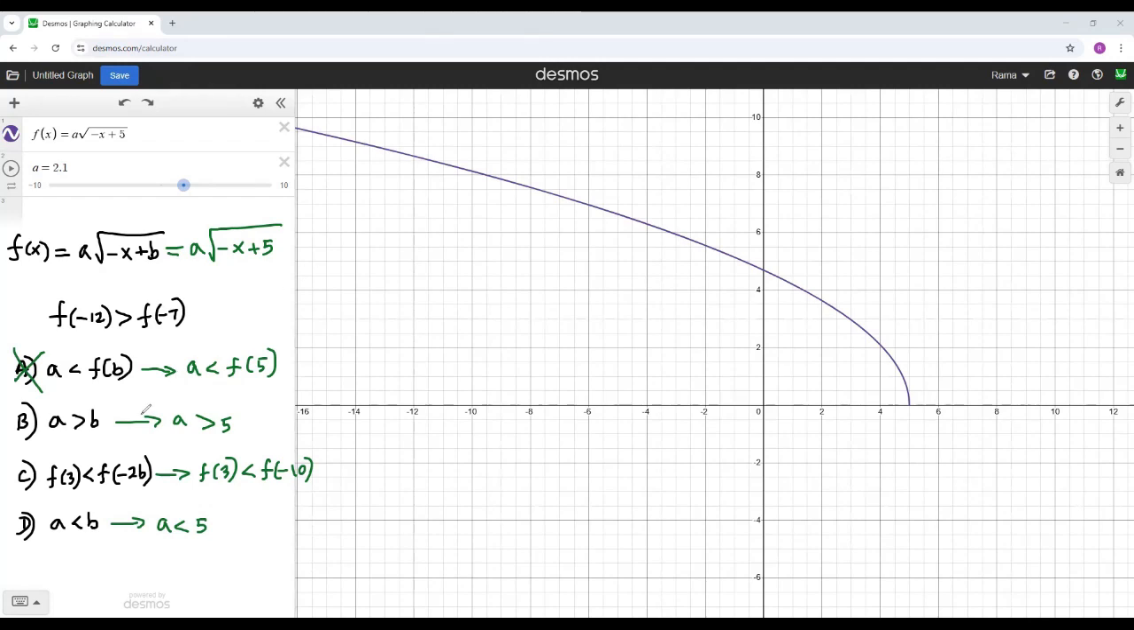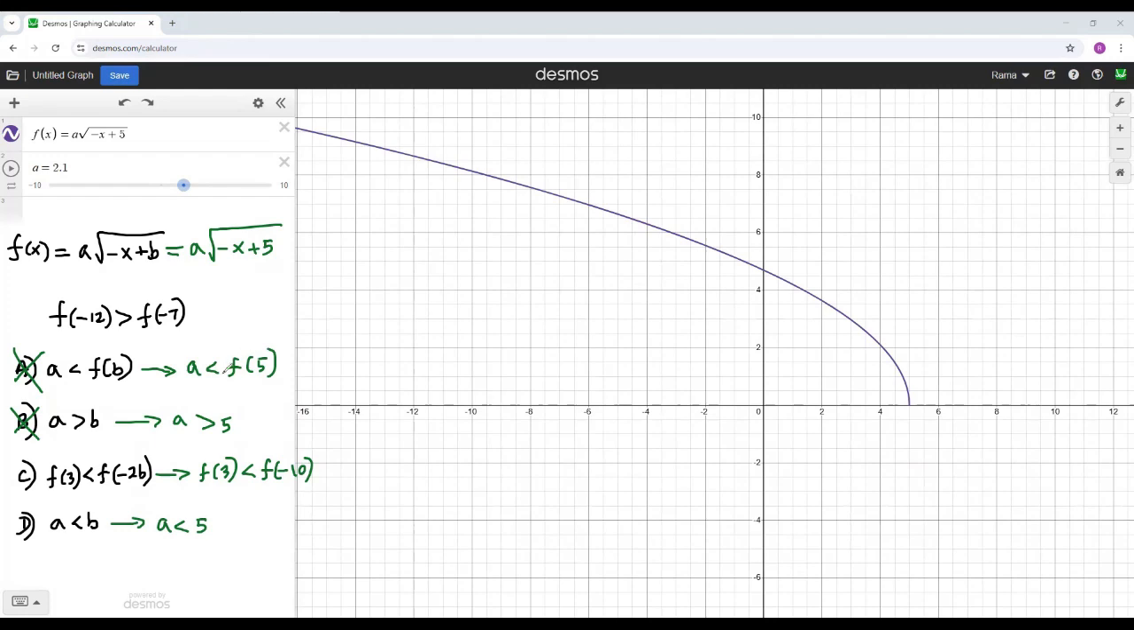Now let's go to answer choice B. We have a is greater than 5. We know that a is a positive value, but we do not know the exact value of a. If a is less than the positive value 5, then this is false. If a is greater than the positive value 5, this is true. But we are not able to conclude whether the statement in answer choice B is true. So we can reject answer choice B.